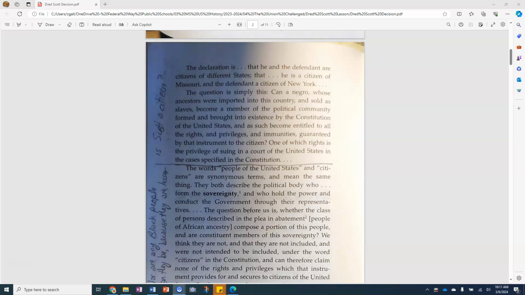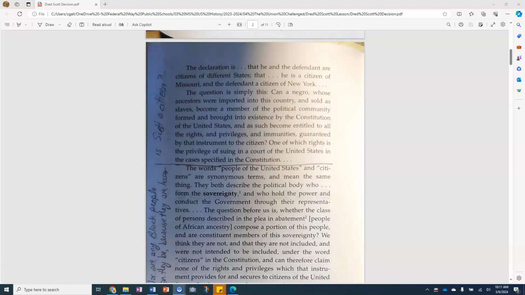The question is simply this: can a Negro, whose ancestors were imported into this country and sold as slaves, become a member of the political community formed and brought into existence by the Constitution of the United States, and as such become entitled to all the rights and privileges and immunities guaranteed by that instrument to the citizen? One of which rights is the privilege of suing in a court of the United States in cases specified in the Constitution.